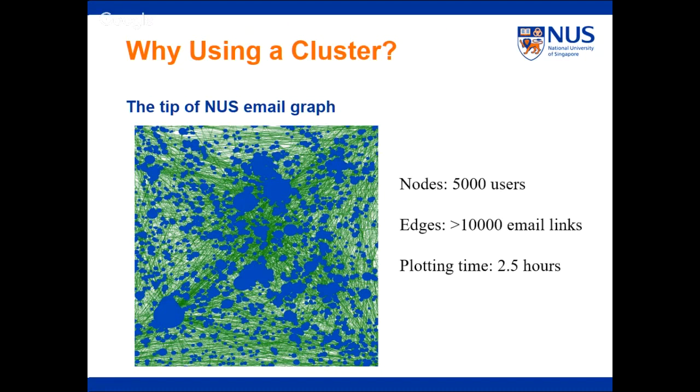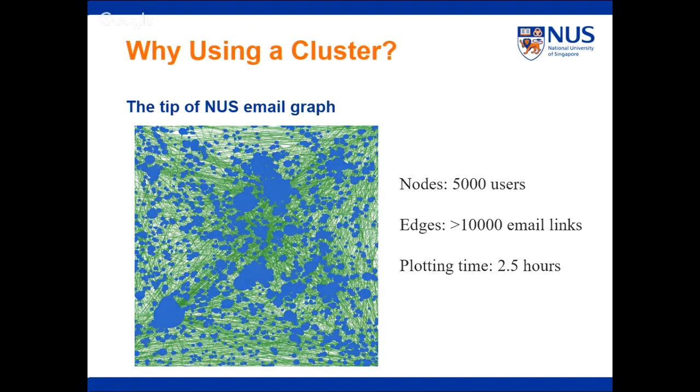So in this graph, there are 5,000 users, and the number of edges is more than 10,000. And it takes 2.5 hours to plot it on the cluster. So it's very computational, right? And for this time, it's still relatively acceptable.